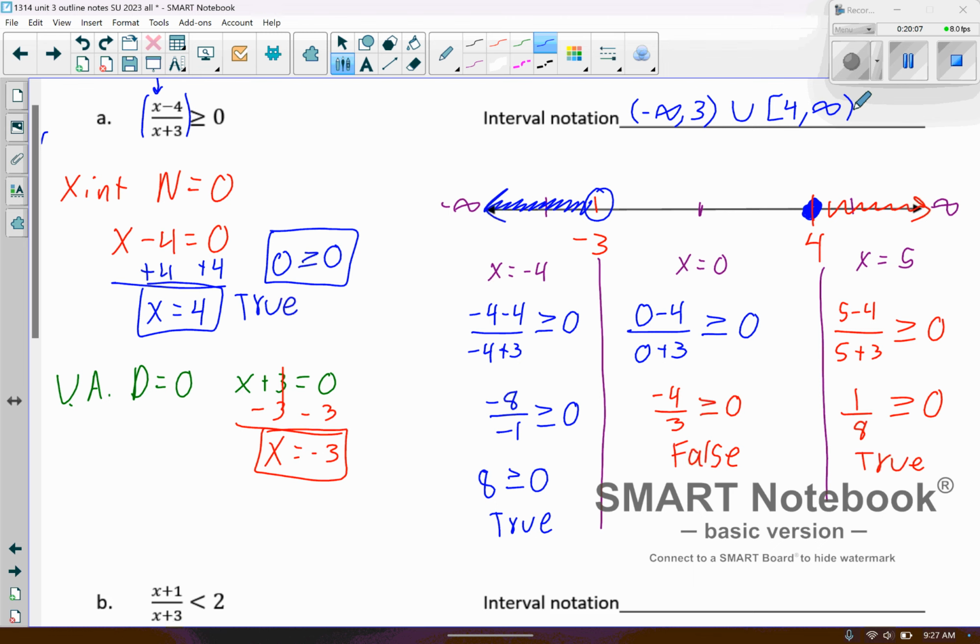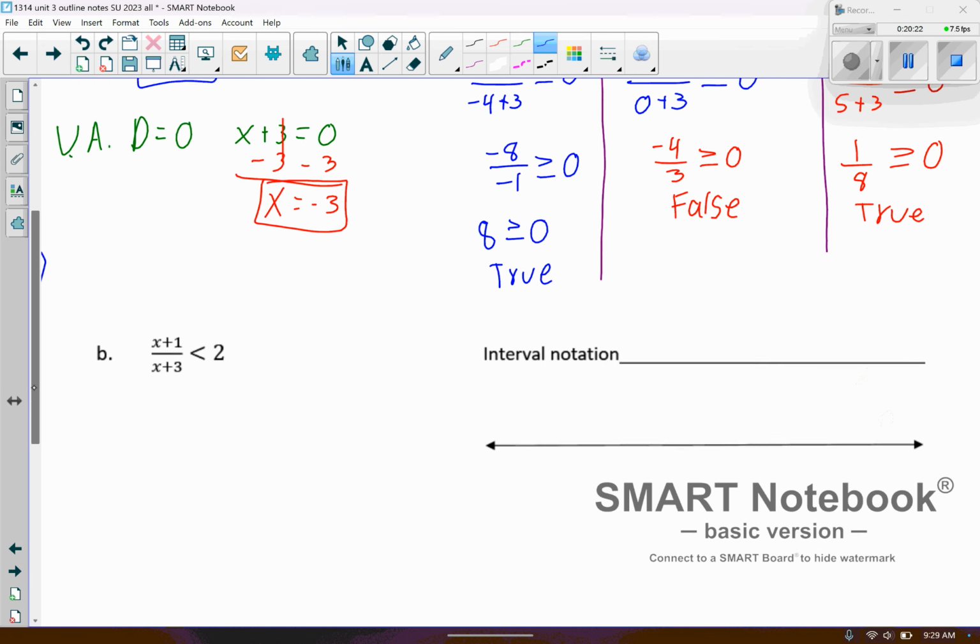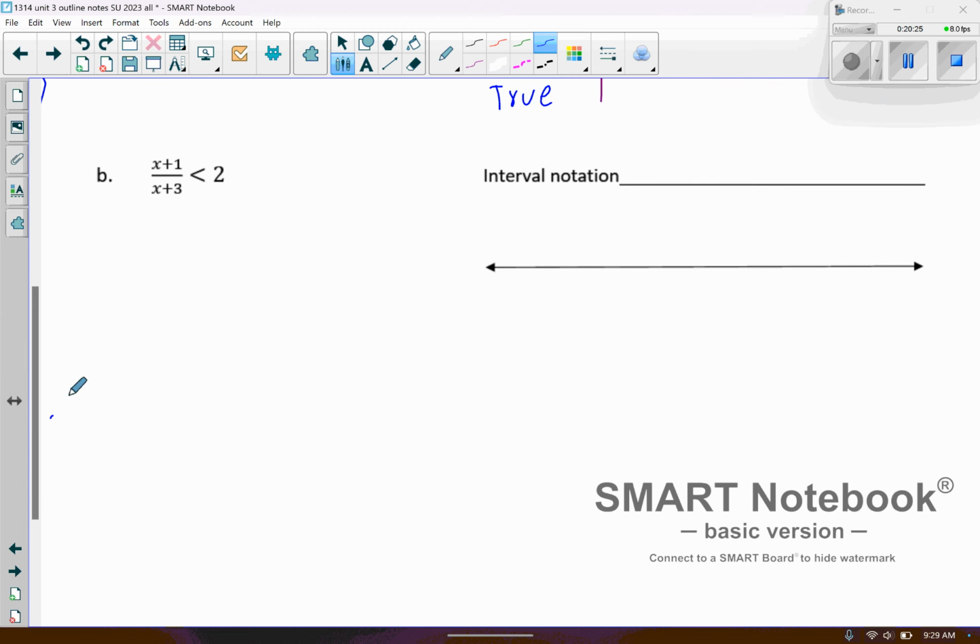Okay, so I have one left here for us. And the difference on this last one is the algebra is going to be a little trickier. All right. So kind of hang in here with me on this first part. It's just we got to clean it up a little bit.